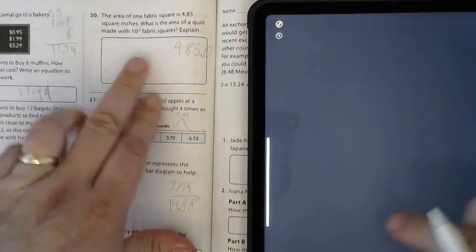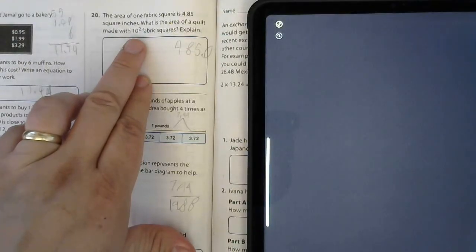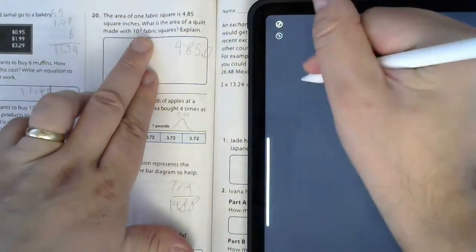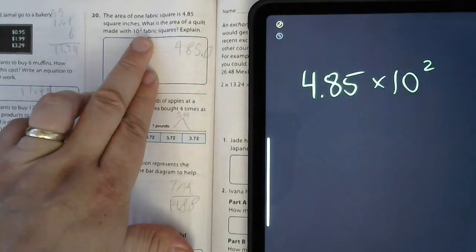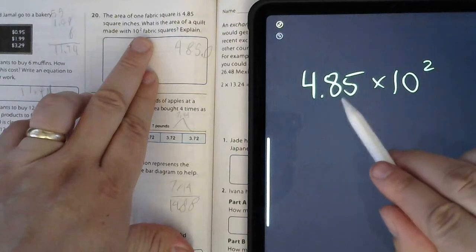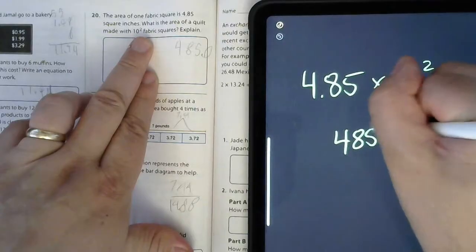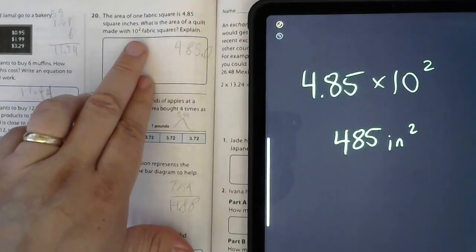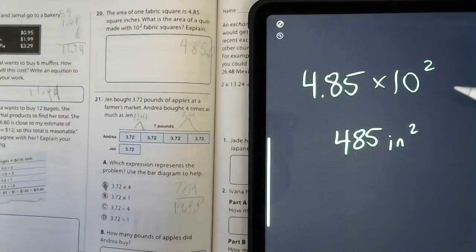Here it comes. The area of one fabric square is 4 85 hundredths square inches. What's the area of a quilt made with 10 to the second power fabric squares? So we're going to take that 4 85 hundredths. If I multiply that times 10 to the second power, remember I'm just moving that decimal over 2 times. That means that we're going to have 485 square inches. There's a question that's not too hard, right? And we can explain that because we just multiplied the numbers together. Remember, 10 squared is the same as saying 100.